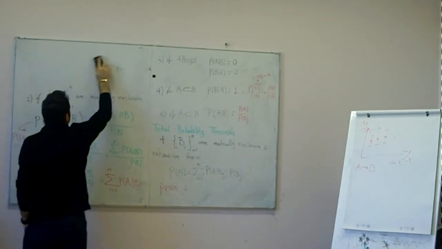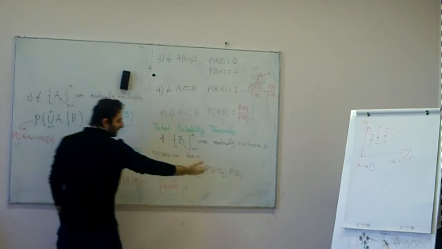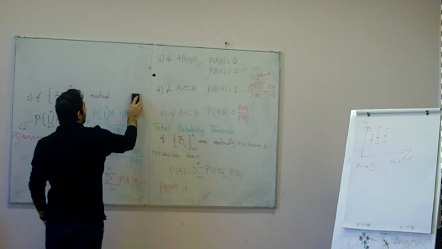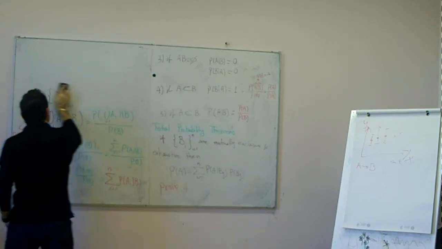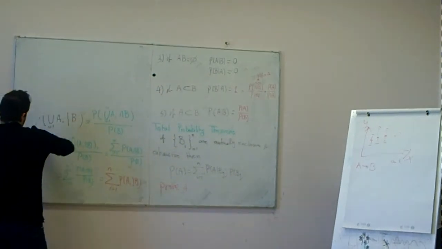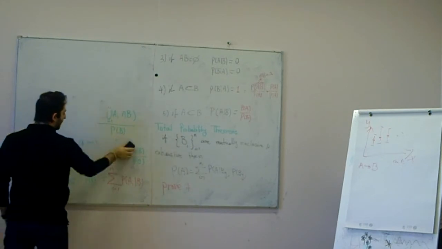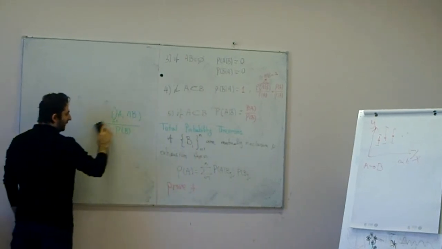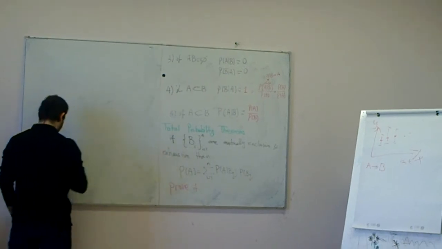The hint will be to start from the right-hand side and prove that this will result in P(A). And you may need to use the definitions that we have for conditional probability, remembering what mutually exclusive and exhaustiveness mean.